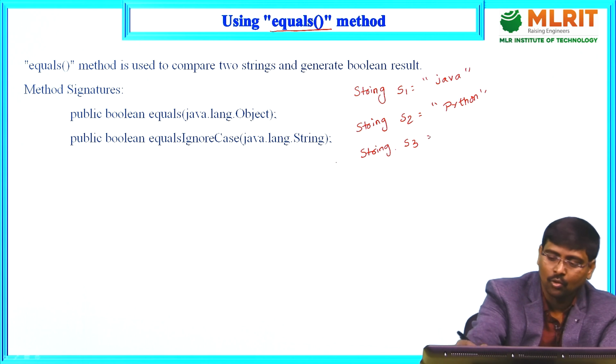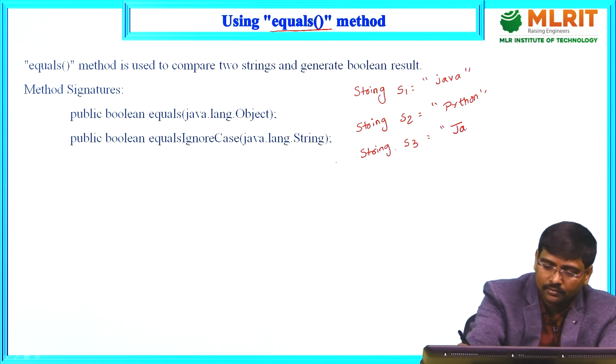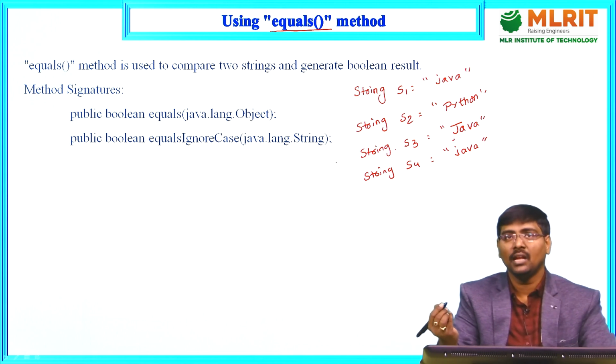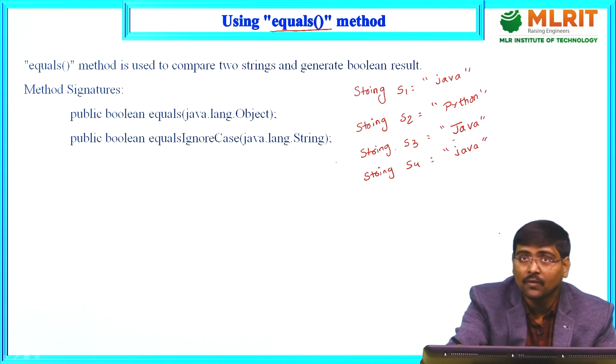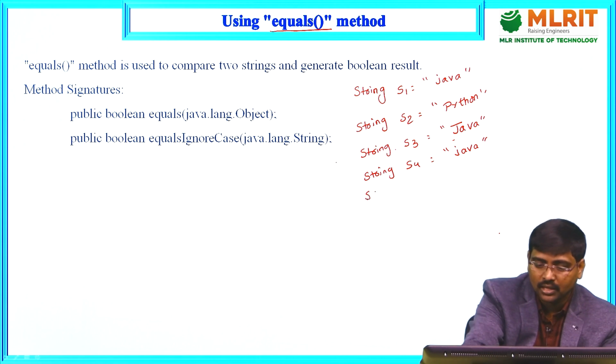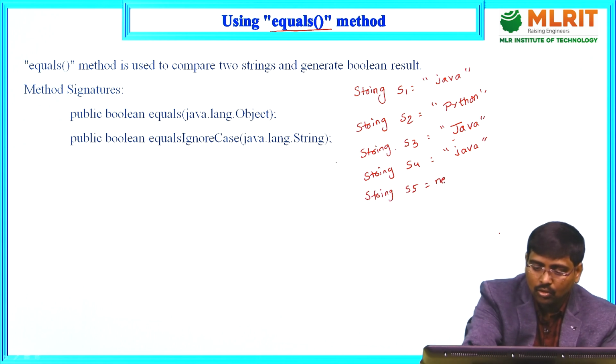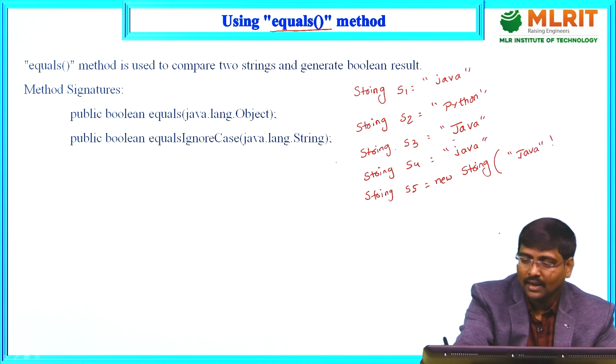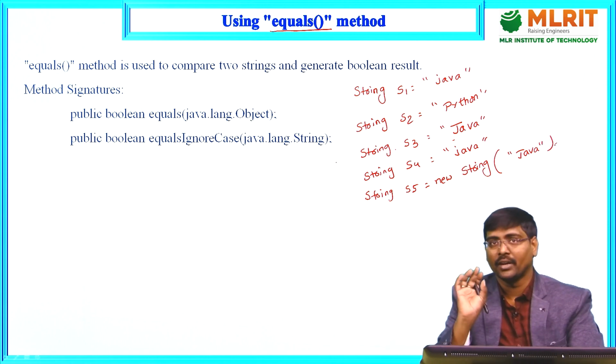String S3 is equal to Java. String S4 is equal to some Java. Observe, here I used the uppercase. The first one and the fourth one I used the lowercase. Now string S5 is equal to new String of, suppose, Java. Like this I created different strings.